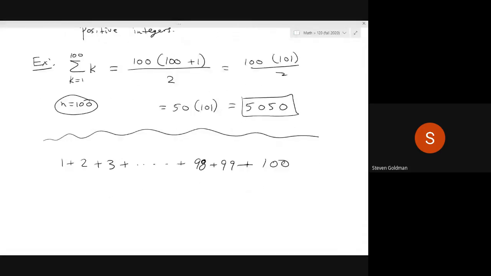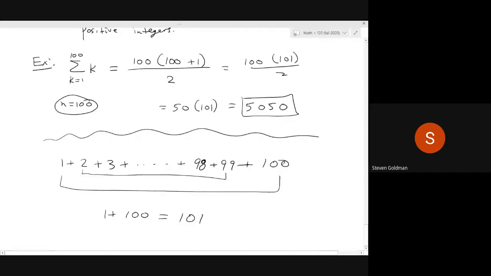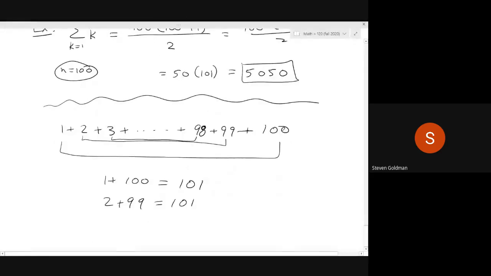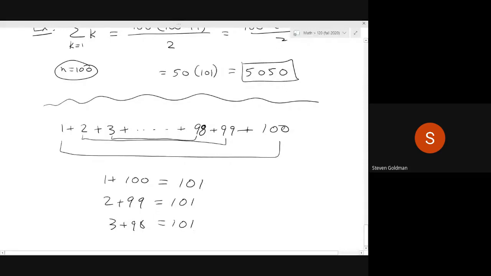Okay, so what he did was he realized the following. He said, let's say I add up the extreme numbers here, the endpoints, 1 and 100. If I add 1 plus 100, what do I get? I get 101. Then he said, okay, what if I add the next 2 in? So 2 plus 99, what do I get? 101. And then if I add the next 2 in, 3 and 98, what do I get? 101. So each time we move in, the sum is always 101.